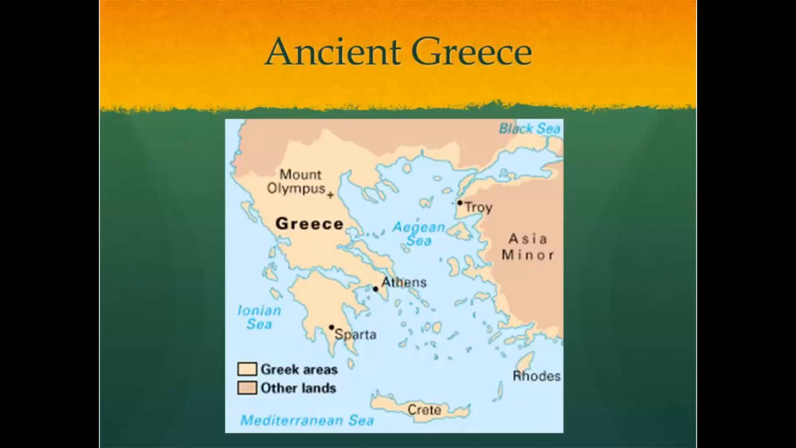Zooming in, you see a couple different little locations and cities. You see the island nation of Crete on the bottom. That's where we're going to start with our first civilization, or our first group. You'll also see several cities such as Sparta, Athens, and Troy. These cities played an important role, especially when you're talking about battles. A lot of the Greek battles took place in one of these three cities.